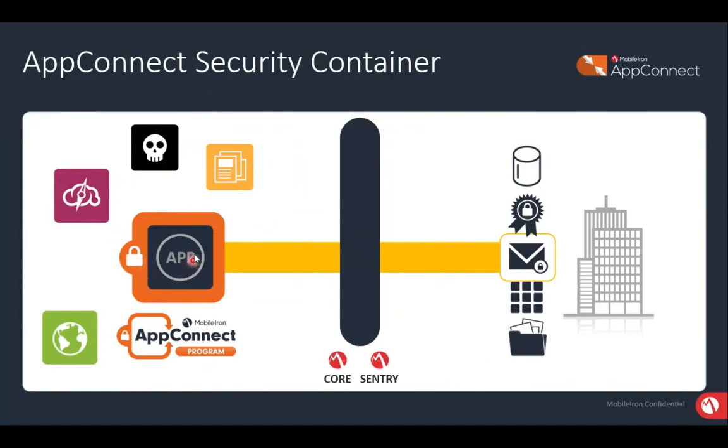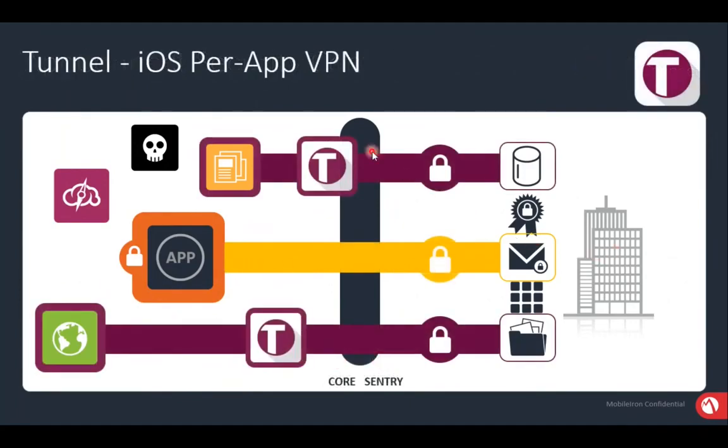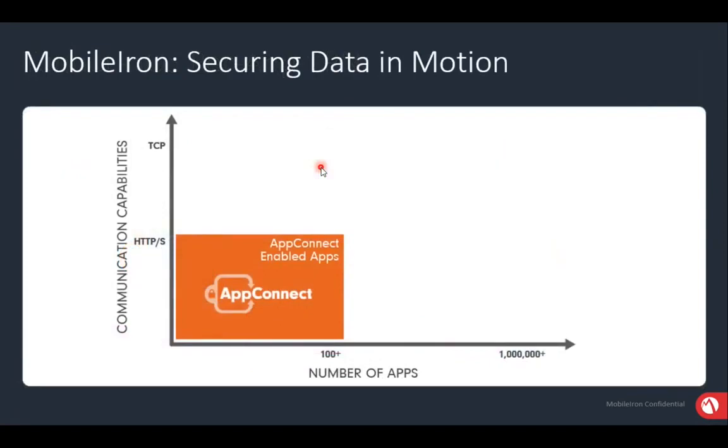So for example, this is an AppConnect app, and for an AppConnect app, the core will check whether the device is from a secure user, and then it will give access to the backend resources. What happens if it is a third-party application? So that's where the tunnel comes in. The Tunnel client will check the device's authenticity and let the third-party application connect to the backend server securely using the tunnel. So if we talk about AppConnect enabled apps, it will be much limited.